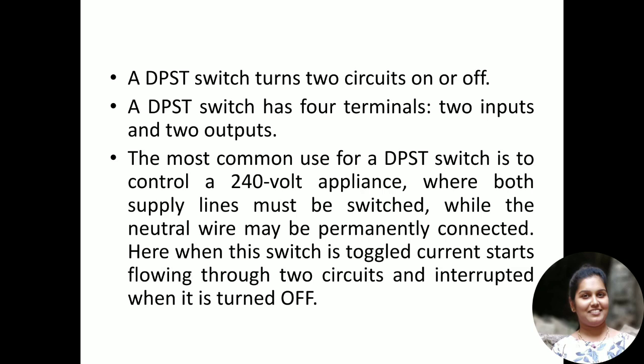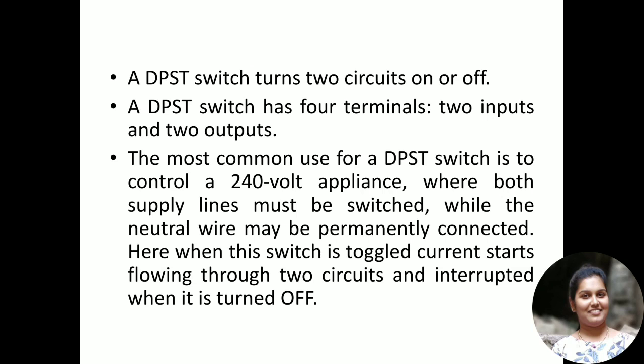The most common use for a double pole single throw switch is to control a 240 volt appliance where both supply lines must be switched, while the neutral wire may be permanently connected. Here, when the switch is toggled, current starts flowing through two circuits and is interrupted when it is turned off. Okay, so this is how a double pole single throw switch works.